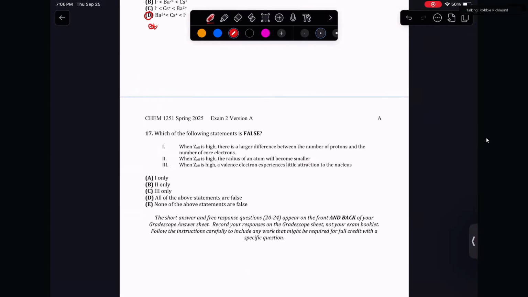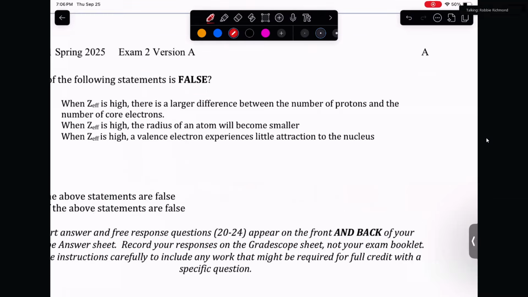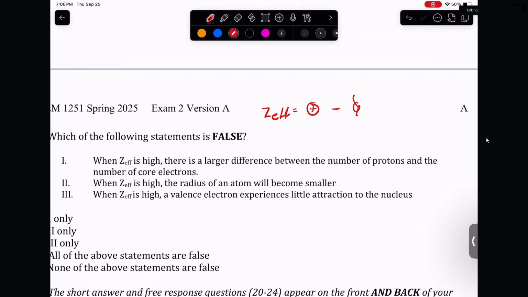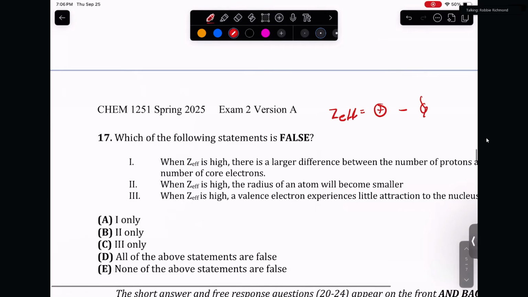Alrighty. Question 17. Which of the following statements is false? Alright. When effective nuclear charge is high, there is a large difference between the number of protons and the number of core electrons. Kind of what we just talked about. Remember, effective nuclear charge is protons minus core electrons. So if the difference between these is large, effective nuclear charge is going to be high. So that's true.